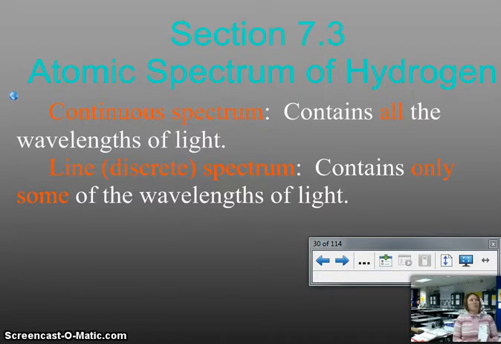Section 3 first deals with the atomic spectrum of hydrogen. And there are two different types of spectrum. And both are created from excited electrons returning back down to the ground state.